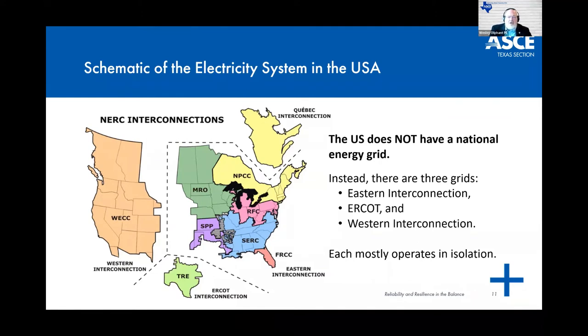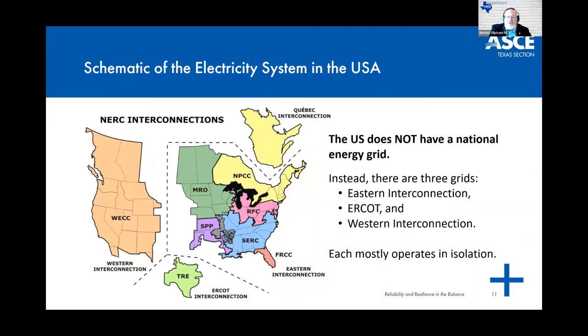It may come as a surprise to some of you, but there's not a single national energy grid for electricity here in the United States. Instead, as can be seen in this slide, there are essentially three separate grids in the U.S. The Eastern Interconnect, which is further subdivided in the United States into five regional transmission organizations, or RTOs as they're referred to. And within those RTOs, there are 31 balancing authorities. And I'll talk about balancing authorities and what that means on some of the other slides.